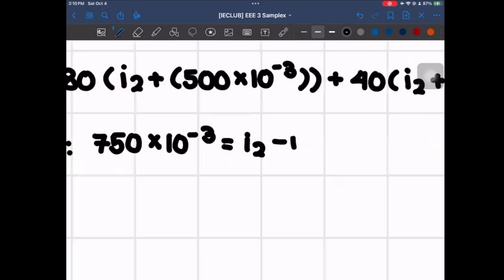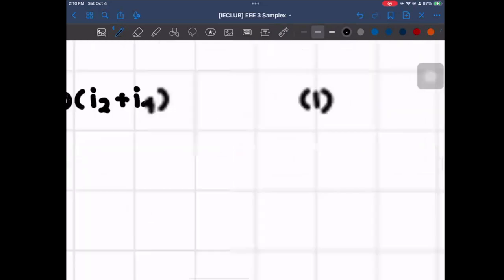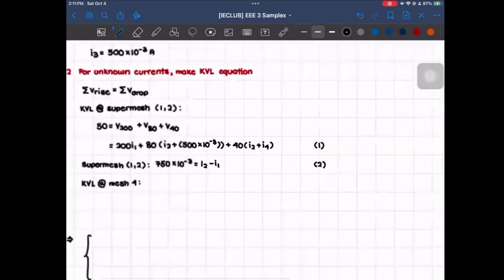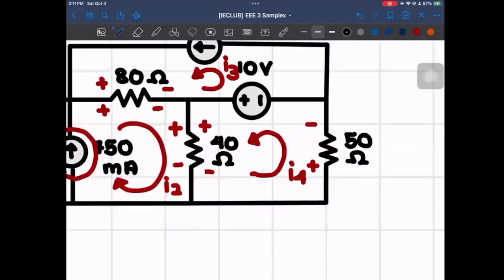And that will be our second equation. And then next, for the KVL at mesh 4, so it's this one. Similar, we find the voltage rise and then equate that to the sum of all the voltage drops. And similar to what happened a while ago, our only voltage rise would be from the 10-volt voltage source, and our voltage drops will come from the 40 ohms and the 50 ohms voltages.